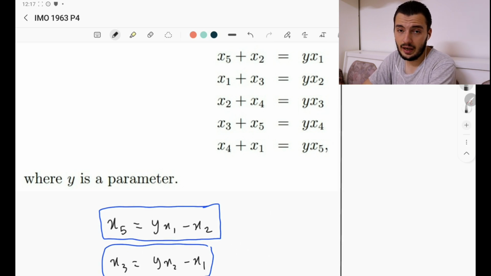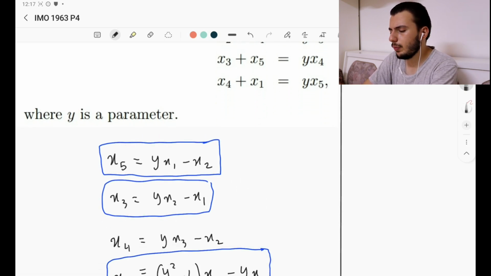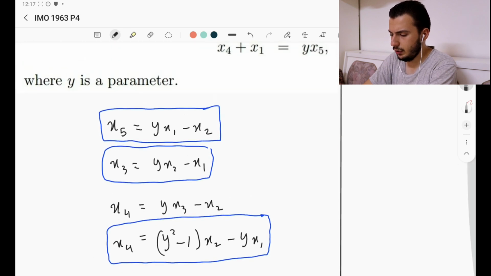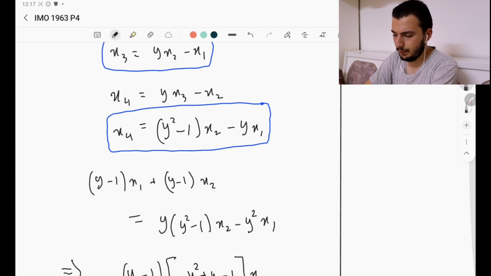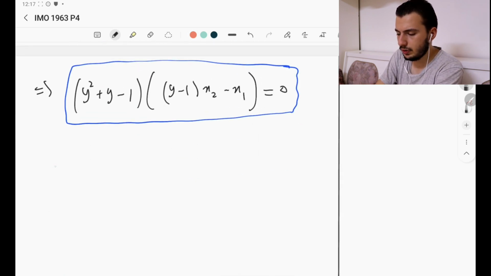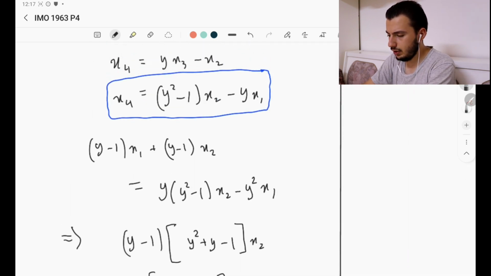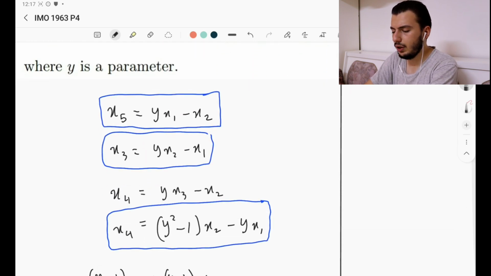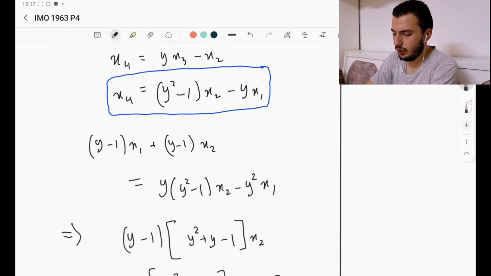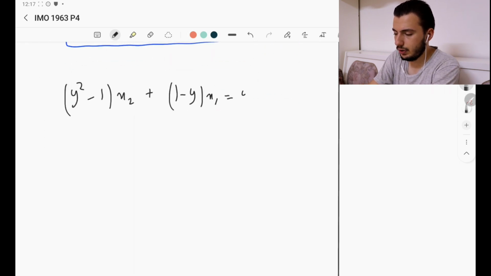So we need now to add x1 and x4 to get y x5. So x1 plus x4, where is x4? Here it is. We just need to add x1. So here, just make this 1 minus y. Alright, let's do that. So (y square minus 1) x2 plus (1 minus y) times x1 is equal to, what was it? Yes, y x5. Let's expand it immediately: y square x1 minus y x2.